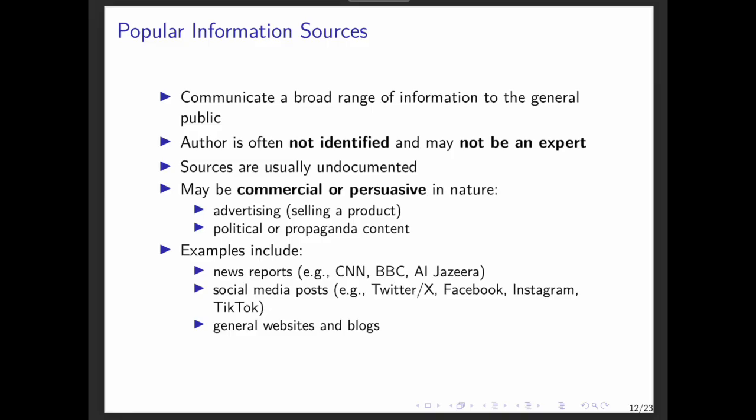Popular information communicates a broad range of content to the general public. The author is often not identified and may not be an expert. Sources are usually undocumented, and the language is non-technical, making it hard to verify. Popular information often serves commercial or persuasive purposes, such as advertising or political propaganda. Examples include news reports, social media posts on platforms like Twitter, Facebook, Instagram, and TikTok, and general websites or blogs.